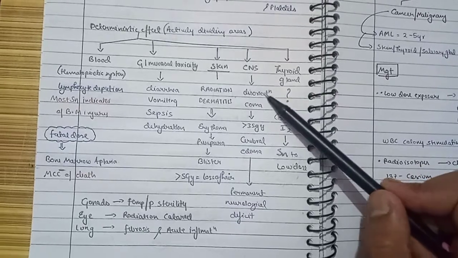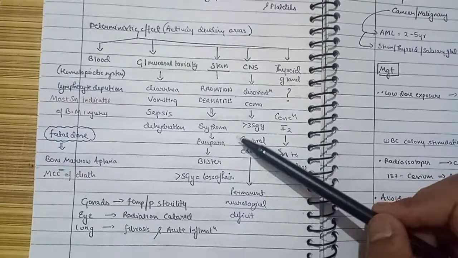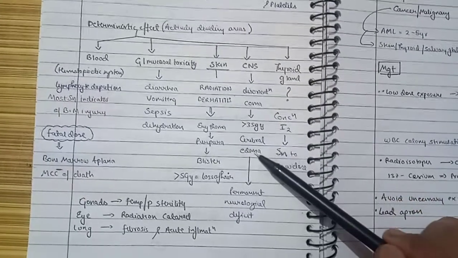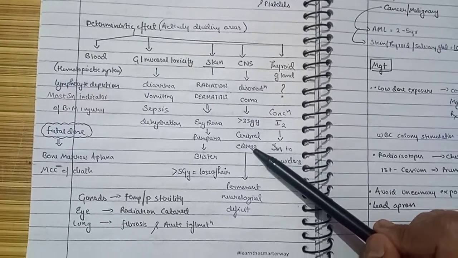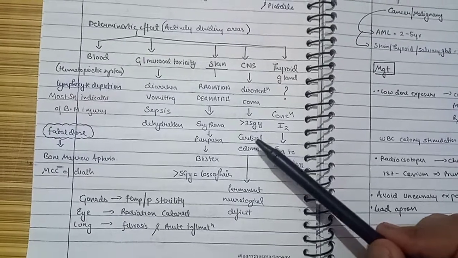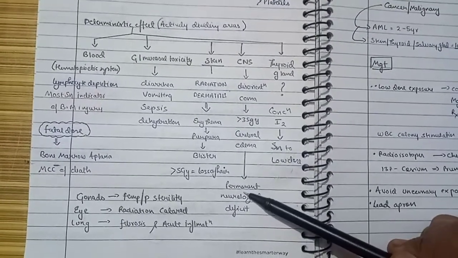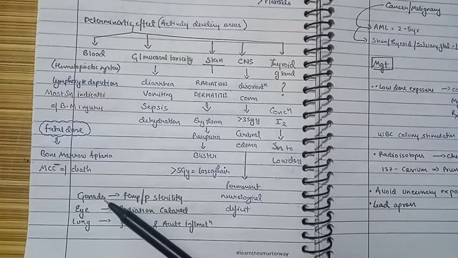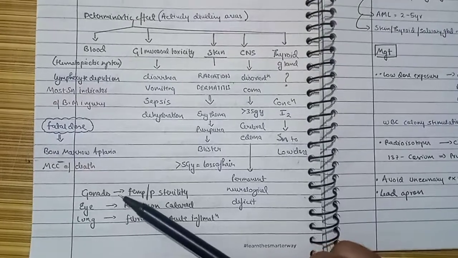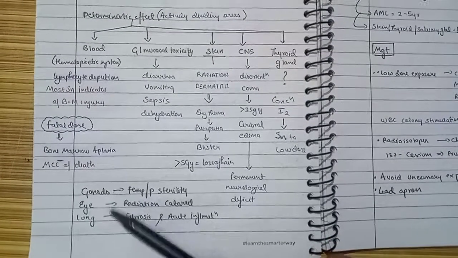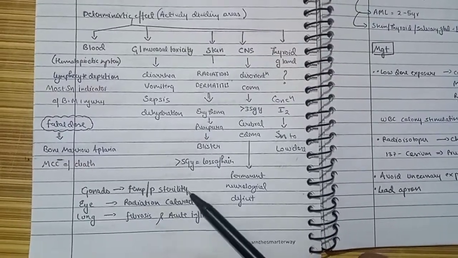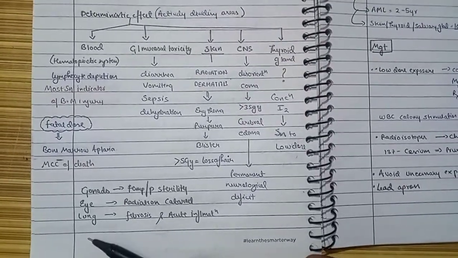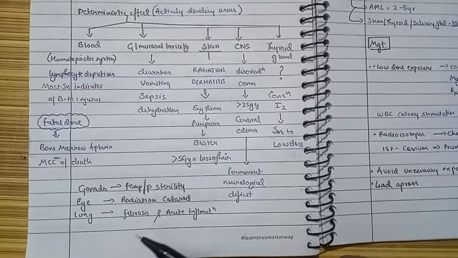The CNS deterministic effects include disorientation, coma, nausea, and vomiting. Okay, if the exposure is more than 35 gray, the patient develops cerebral edema, and this cerebral edema, if it lasts for more than 36 hours, will lead to a permanent neurological deficit. Also, gonads, where the cells, the sperms are actively dividing, the radiation exposure can lead to a temporary or the permanent sterility. The eye shows a radiation cataract, and the lungs will show an acute inflammation and fibrosis.